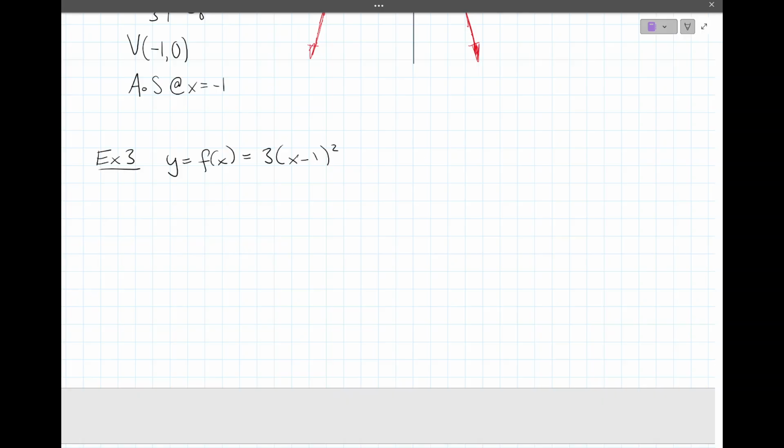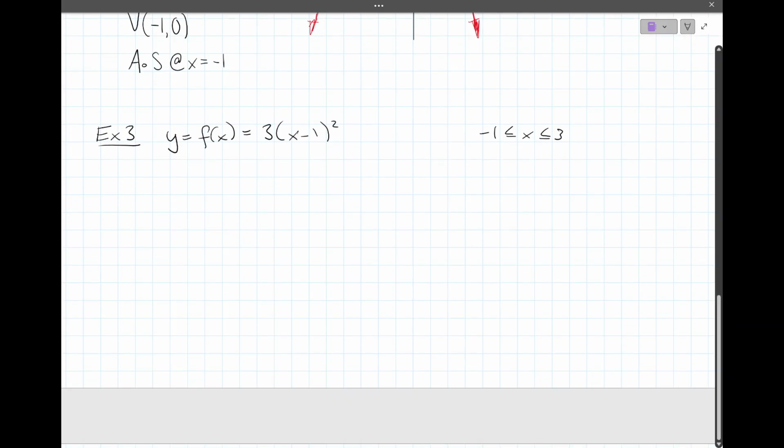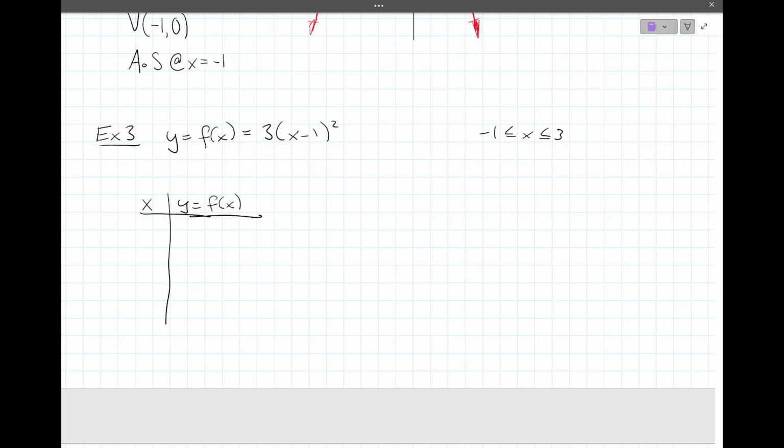This is going to grow really fast, so we're going to get off the grid really quickly. So we'll probably want 2 above, 2 below. So we're going to look at x between -1 and 3. We're going to try that out. Let's build our table of values. So x and y equals f of x. Building our table of values here.